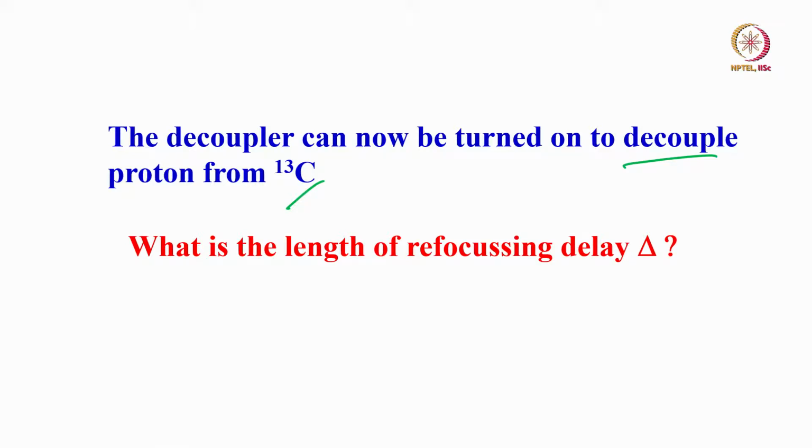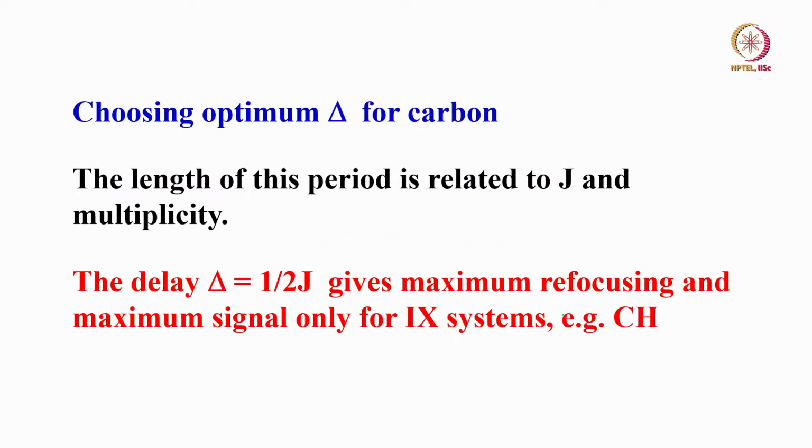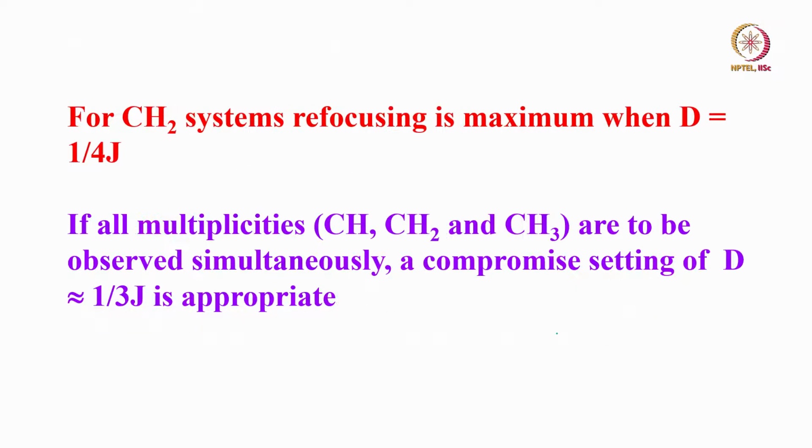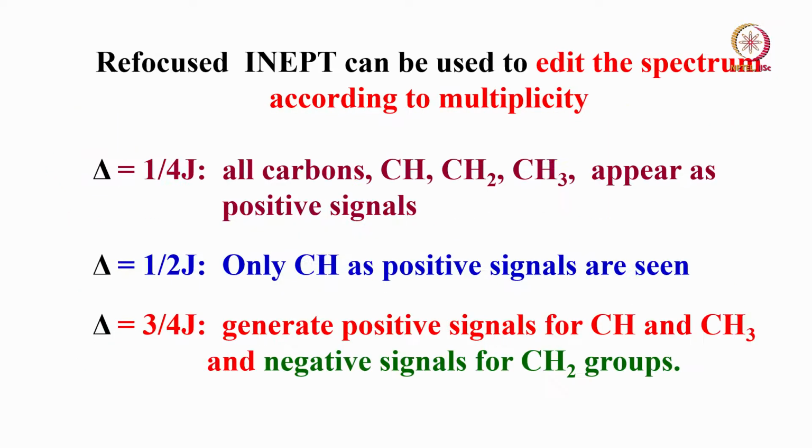Now the question you may ask me: what is the length of this delay? You do not know the optimum delay, because we should know the carbon-proton J coupling. It depends upon JCH. But JCH for CH3, CH and CH2 are different. How do you optimize this then? What is the right J? So we use delta equal to 1/2J, which gives maximum refocusing for CH. For CH2 it is 1/4J, and for CH3 it is 1/3J. Then you may ask me a question, do I have to do three different experiments to do this? No, what we can do, in principle, is do the experiment for identifying the carbons.